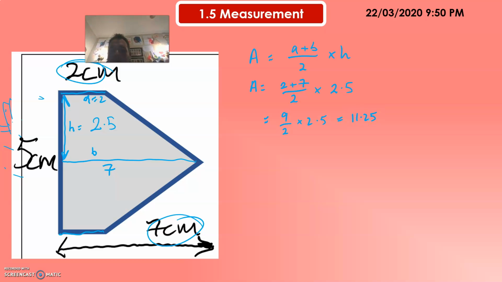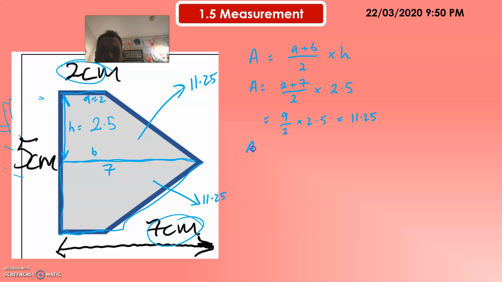11.25. Now what we mustn't forget is that there's 2 of them, so this trapezium is the same size, so that's equal to 11.25, and that's equal to 11.25. So the total area is equal to 11.25 times 2, which is equal to 22.5 centimeters squared. Alright. So that one's relatively simple.